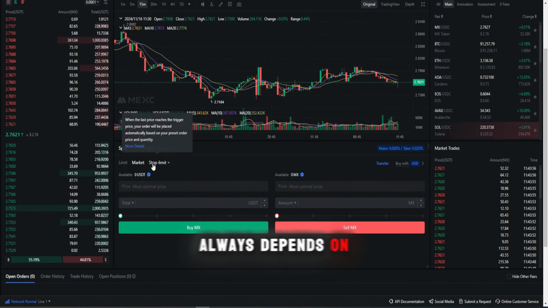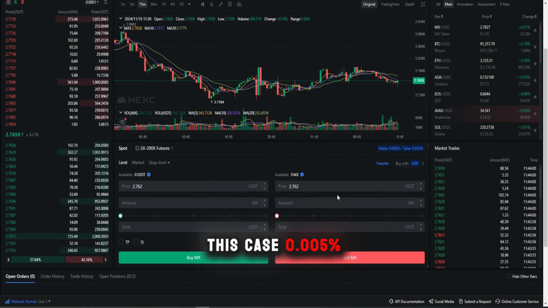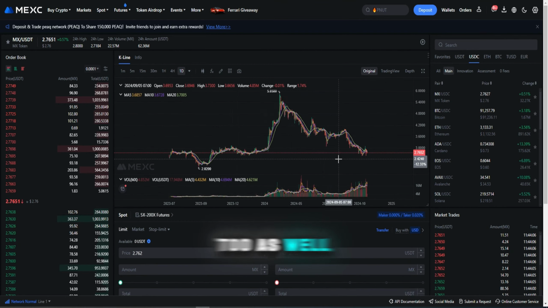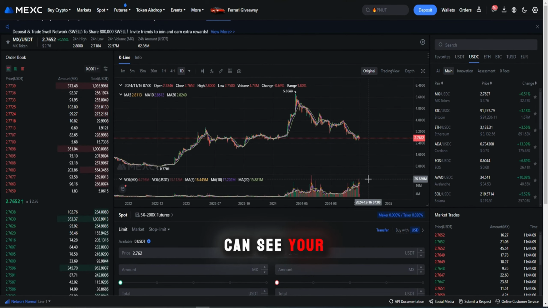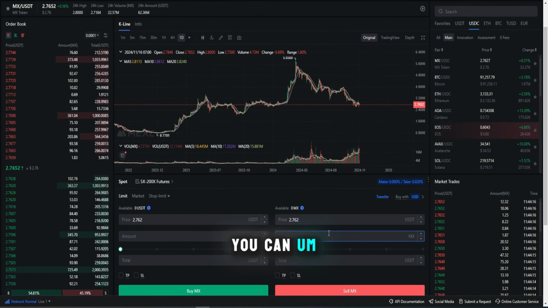So it always depends on the market. But these fees, as you can see, are really, really low. In this case, 0.005%. So they don't really matter that much as well. One other special thing that you have in here is that you can see your unrealized P&L down here. So if you have many different positions open, this can be quite useful, that you can have an overview of all of your trades at once.